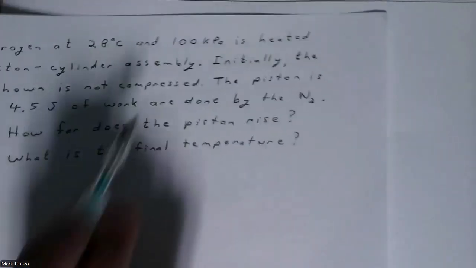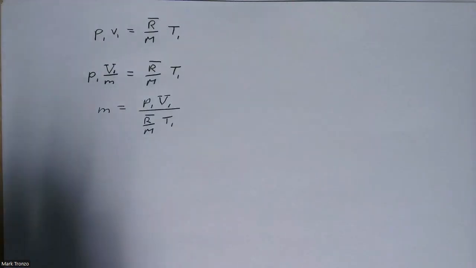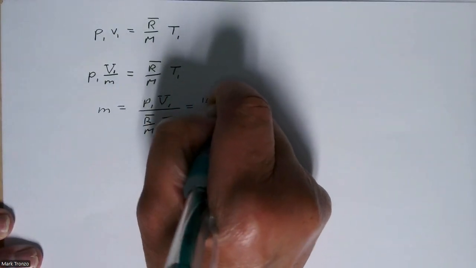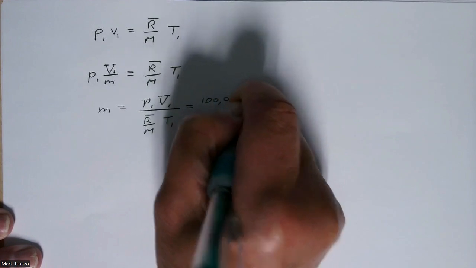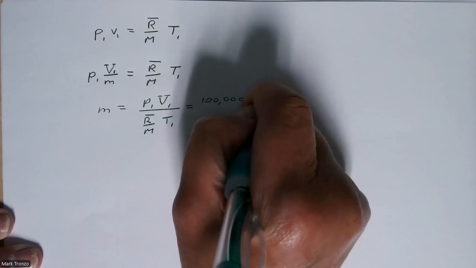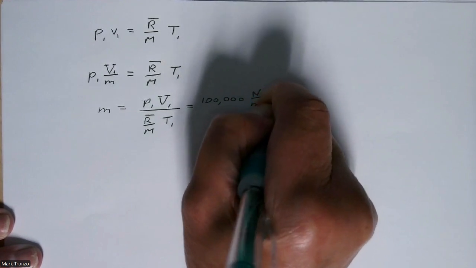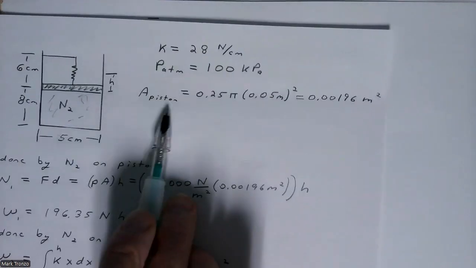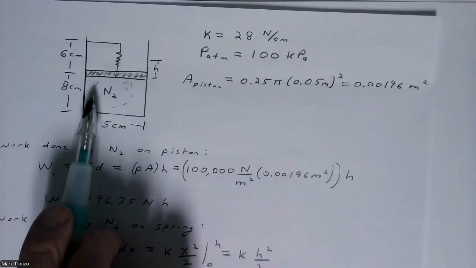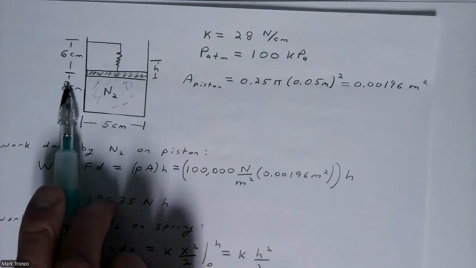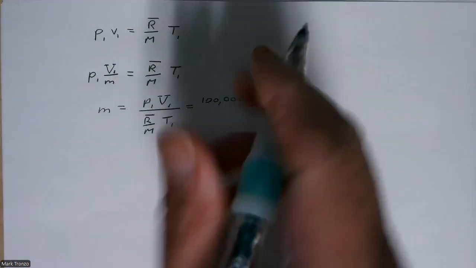Now for the initial pressure, we had 100 kPa. Again, remember that's going to be 100,000 pascals, and a pascal is a Newton over meter squared. And then the initial volume, we're going to have to calculate. We know the area of the piston, and we also know the height. So if we take the area times the height, that's going to give us the volume.